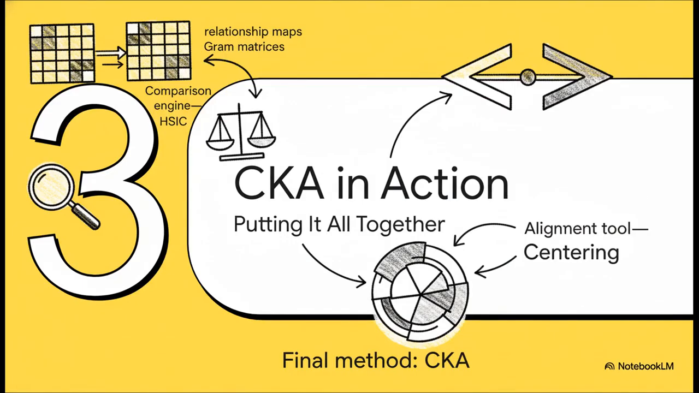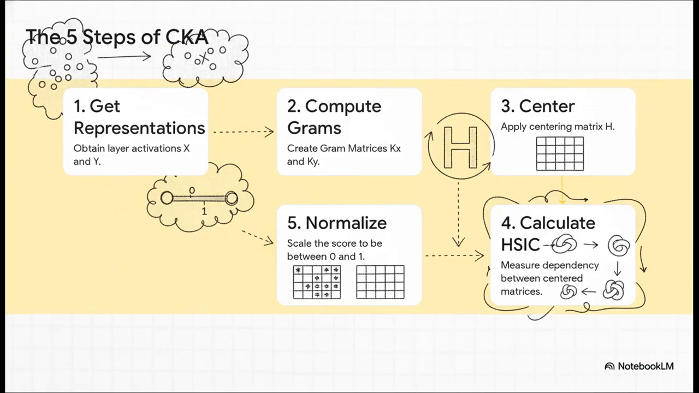So let's recap. We have our relationship maps, the Gram matrices, we have our comparison engine, HSIC, and we have our alignment tool, centering. When you put all of that together, you get the payoff. You get CKA. The whole process is really just a clean 5-step pipeline.